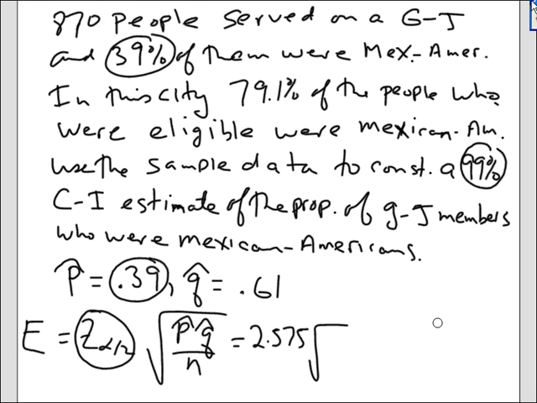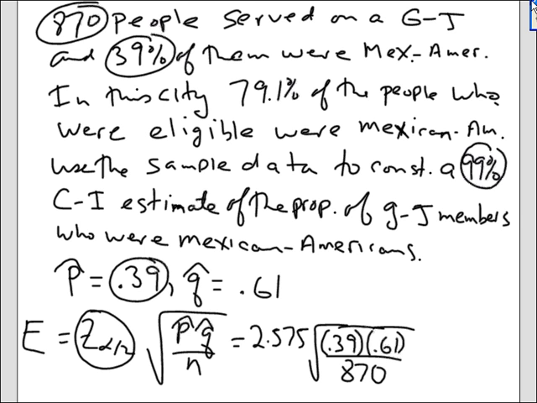Times the square root of p hat q hat over n. Well, p hat is 0.39. q hat is 0.61. Then you divide by n, which is 870, the total number of people who served. If you crank this out, you get that E is 0.04. So now we have E, and we have p hat, 0.39.